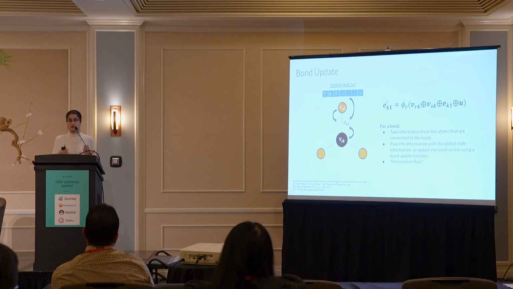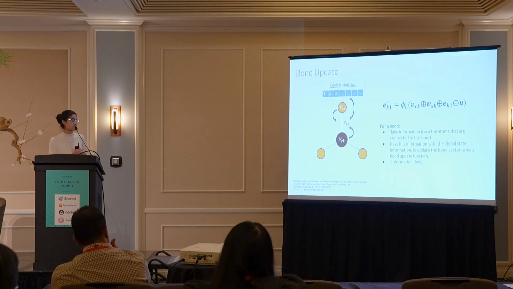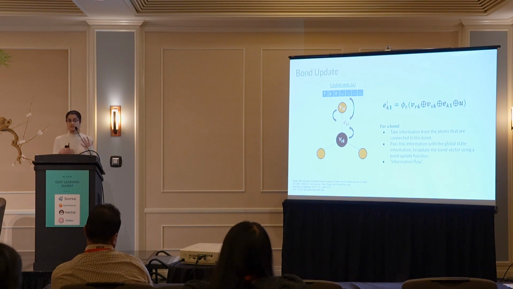And how this model really works is it's just a sequence of updates that are happening. So you have a bond update, which is really taking information from atoms that are connected to this bond. It's passing this information alongside the global state information to then be able to update the bond vector using a bond update function that you have. So really this can be thought of as information flow. You want to continuously be updating your edges based on the atoms that they're connected to and the types of bonds that they have.